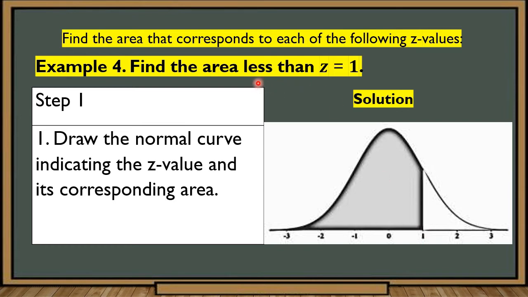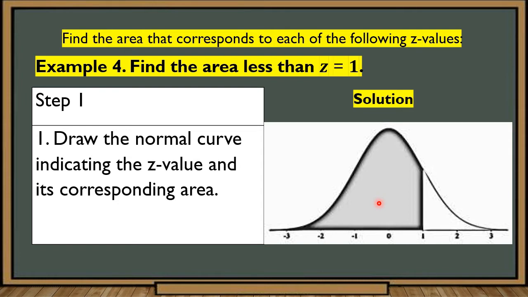Analyzing the words less than: since greater than means to the right of a number, this time, when we say less than, it is the opposite. So, it is to the left of the number. It is to the left of z equals 1. So, from 1 up to negative 3, up to the last portion of our curve, which is to the left of 1. This is the area we are looking for. This is the shaded region. We are going to find the value of this area. How wide is it?